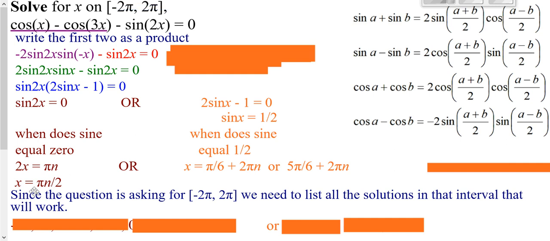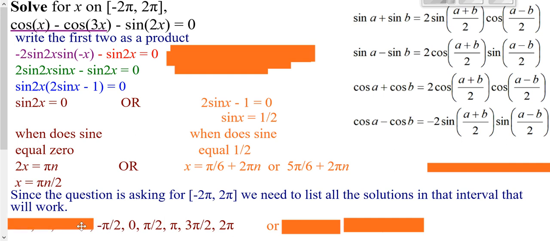So if I plug in n being 0, I get 0. If I plug in n being 1, I get pi over 2. If I plug in n being 2, I get pi. If I plug in n being 3, I get 3 pi over 2. If I plug in n being 4, I get 2 pi. And I'm not going to go beyond that because I'm going up to 2 pi but not beyond 2 pi. But because I'm also going in the negative direction, I have to start plugging in numbers that are negative, like negative 1, negative 2, and so on.